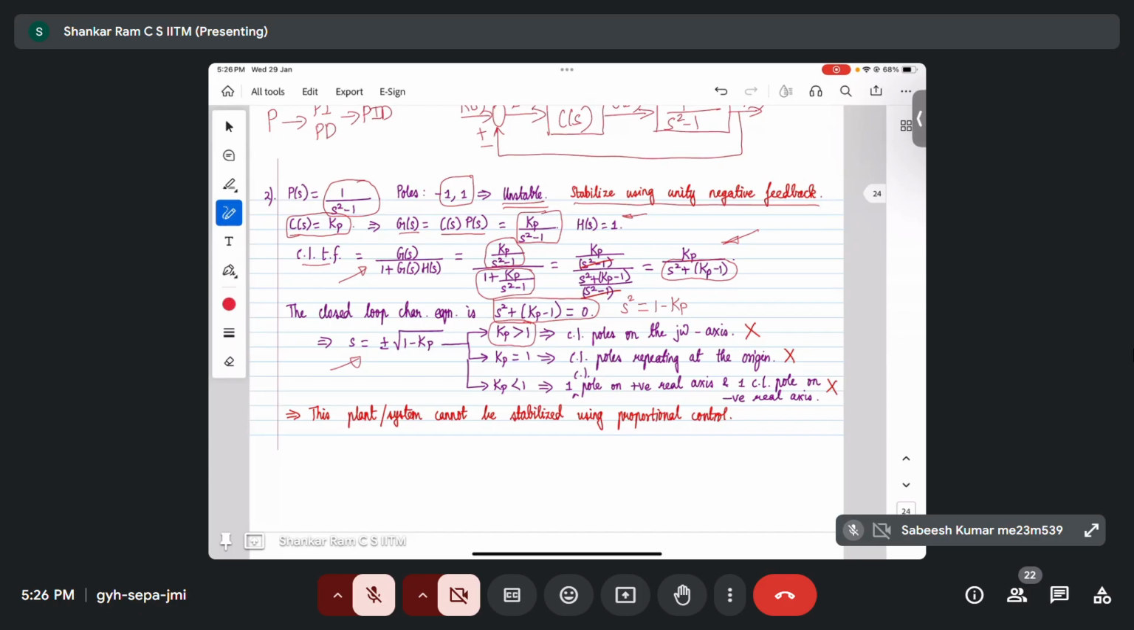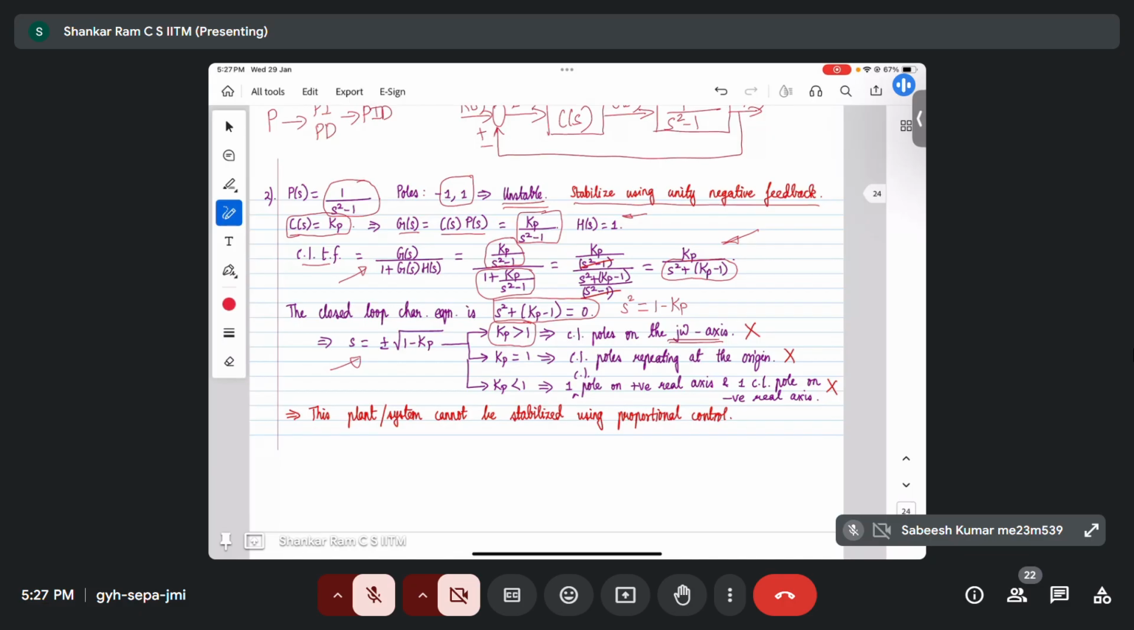It will be an imaginary number, sir. So 1 minus Kp will be negative, so we are taking the square root of a negative number. So the closed loop poles will be on the imaginary axis, the J omega axis. And we don't want that, because you don't want poles on the J omega axis at all. If for a given plant, poles lie on the J omega axis, which is beyond our control, we studied that it is critically or marginally stable.